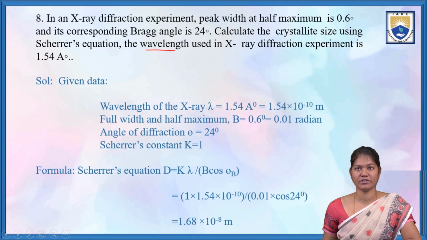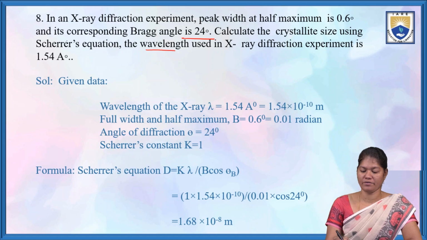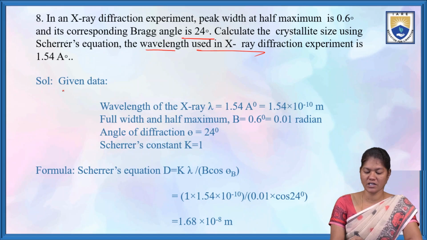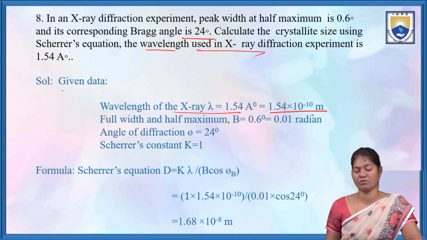So in an X-ray diffraction experiment, peak width at half maximum is 0.60 and its corresponding Bragg angle is 24 degrees. Calculate the crystalline size using Scherrer's equation. The wavelength used in the X-ray diffraction experiment is 1.54 angstroms. So the given data is wavelength of the X-ray lambda is equal to 1.54 angstroms, which is 1.54 × 10^-10 meters.